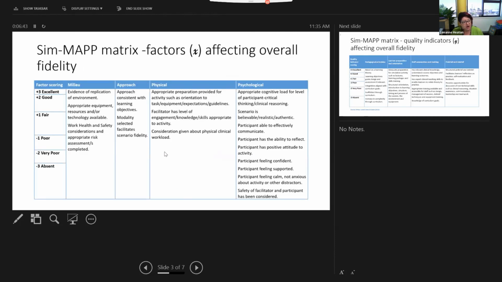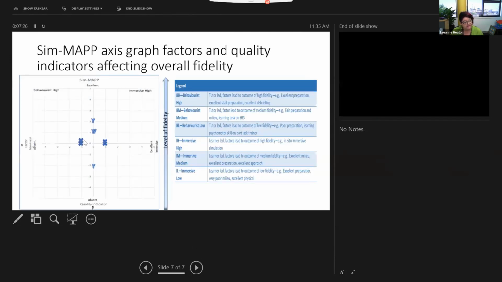So when we go to the next slide, we've made a Sim-MAPP that is put together by an axis map, an XY axis graph. To be able to get to this, we used the matrix of those factors, which were the modality, the milieu, the approach, the physical and the psychological. And we gave them scores from excellent down to absent. That way we were able to plot on a graph, and I'll just go to that graph. So you can see here the X's, and where they've been plotted on the line for the overall, whether it was behaviourist or immersive.